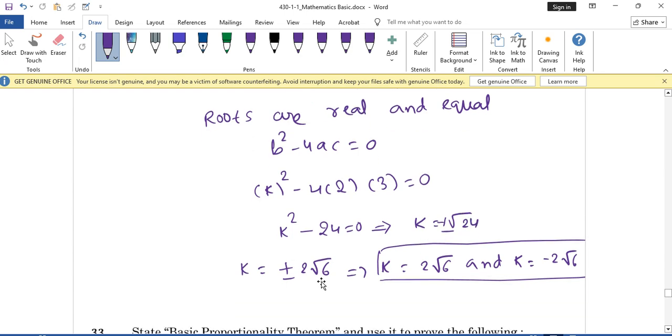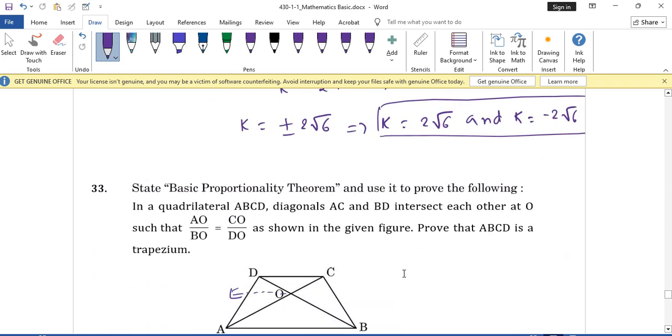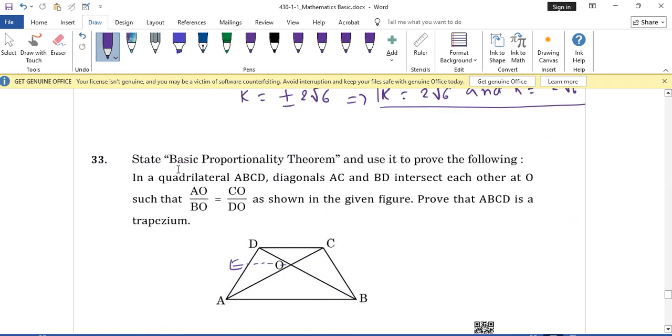Root 24 we can write as 2 root 6. So k is equal to 2 root 6 and k is equal to minus 2 root 6 is the k value. Okay, next, 33rd question.